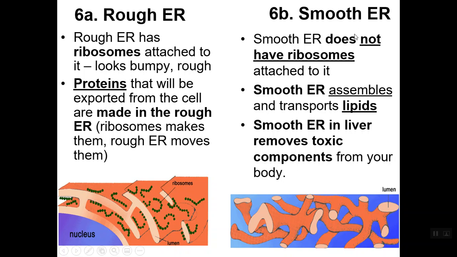The smooth ER, because it does not have ribosomes, really has nothing to do with helping proteins grow up or mature or fold. It actually will assemble lipids, and it also can detoxify, especially in your liver cells. So liver cells in particular have quite a lot of smooth ER. It's also the site of lipid synthesis.